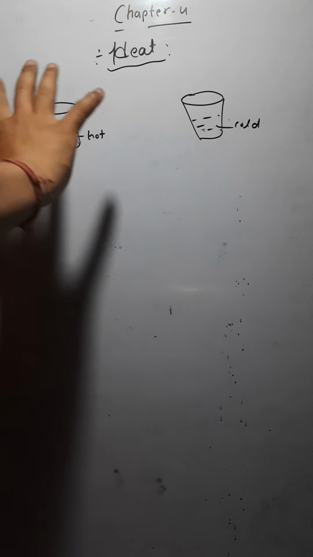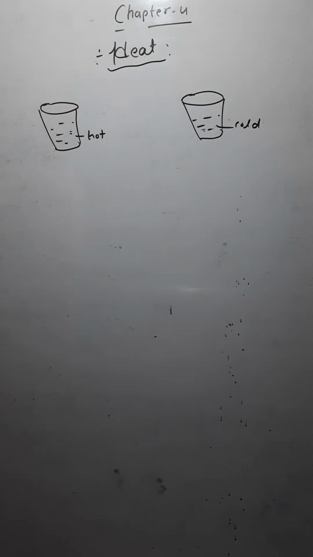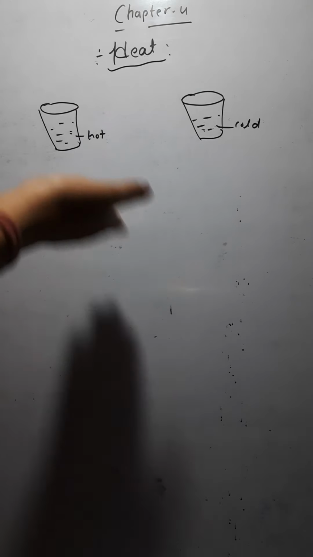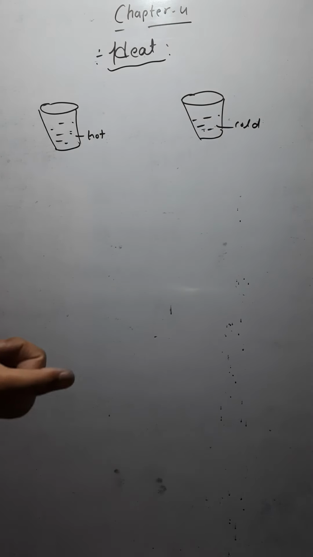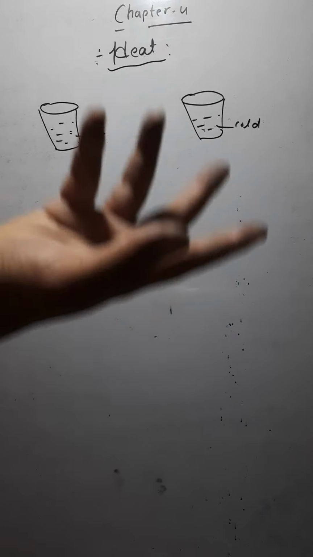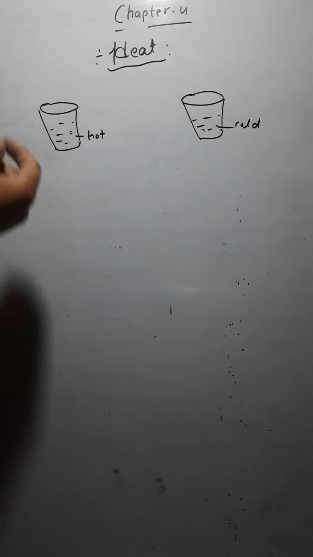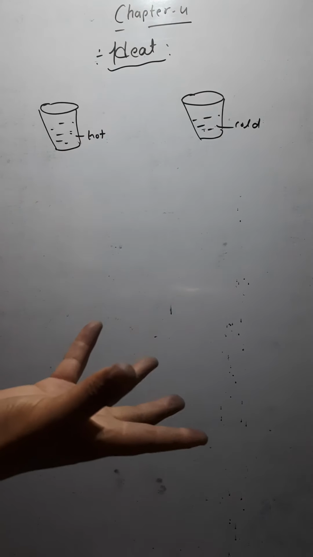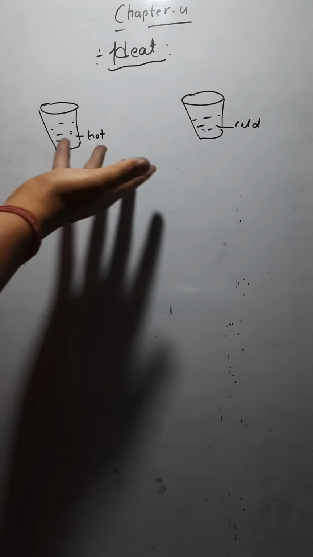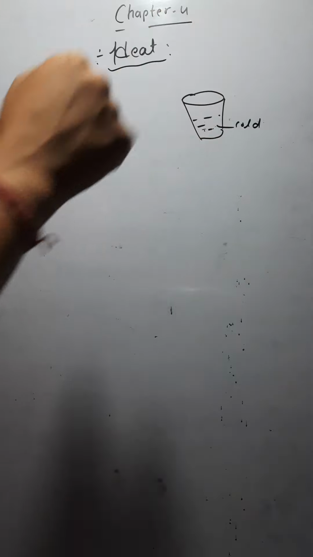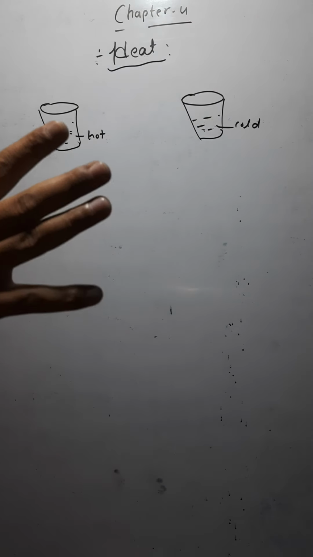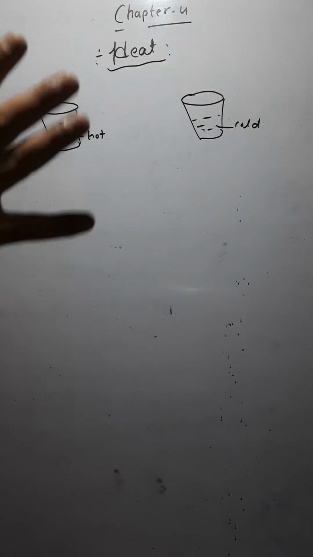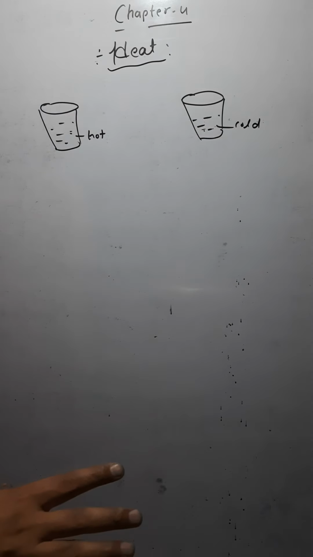So how would you differentiate between these two objects? How would you find that this one is the hot one and this one is the cold one? Simple, by touching. If you touch this, you would feel hot. If you touch this, you would feel cold. So simply by touching you can differentiate between the hot and the cold object. Are you getting it or not? But this method of touching is not always reliable.